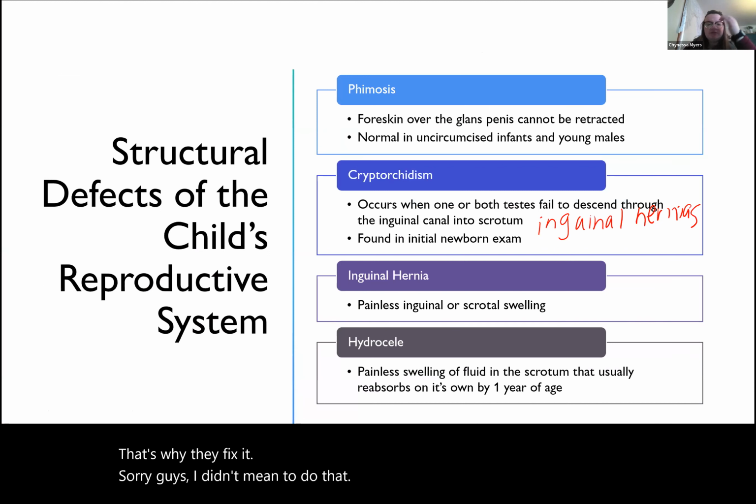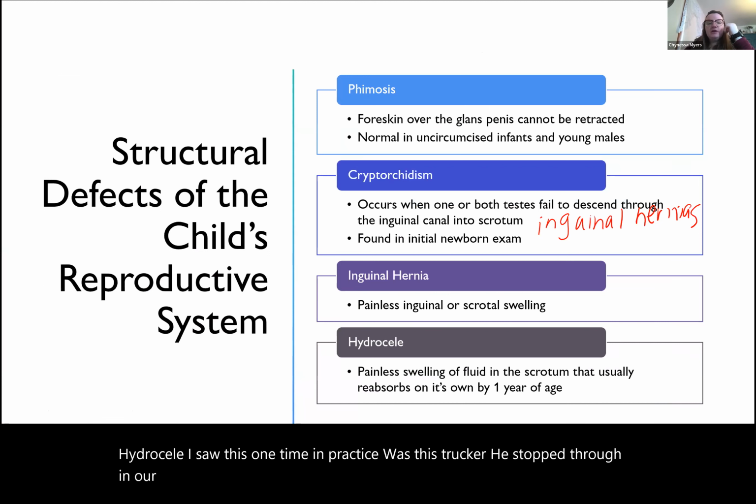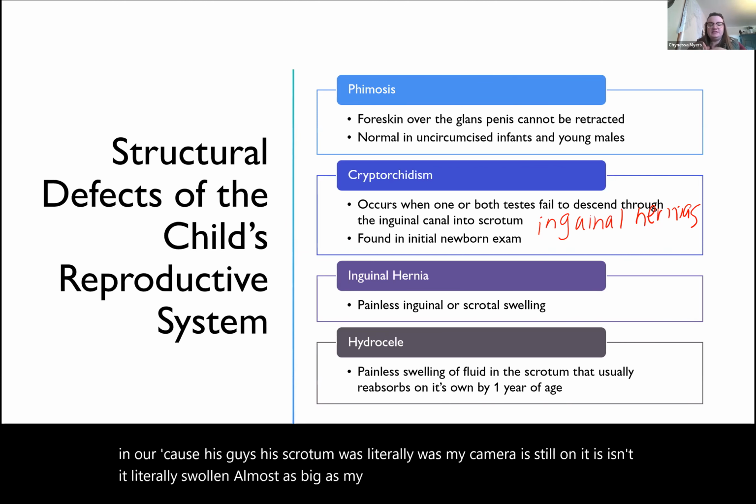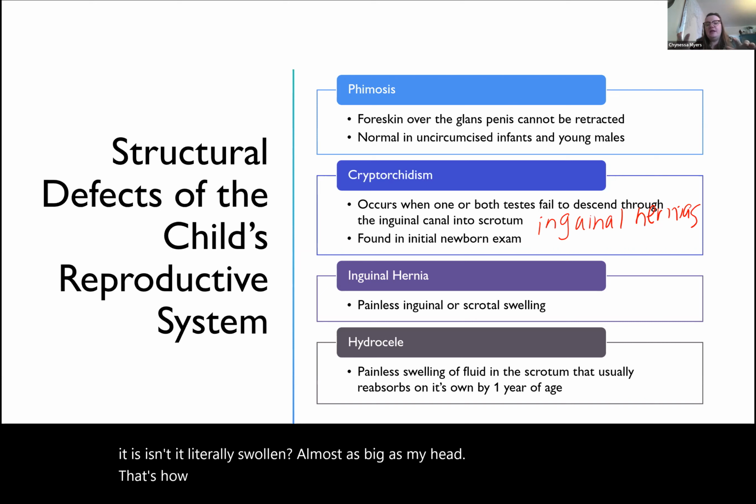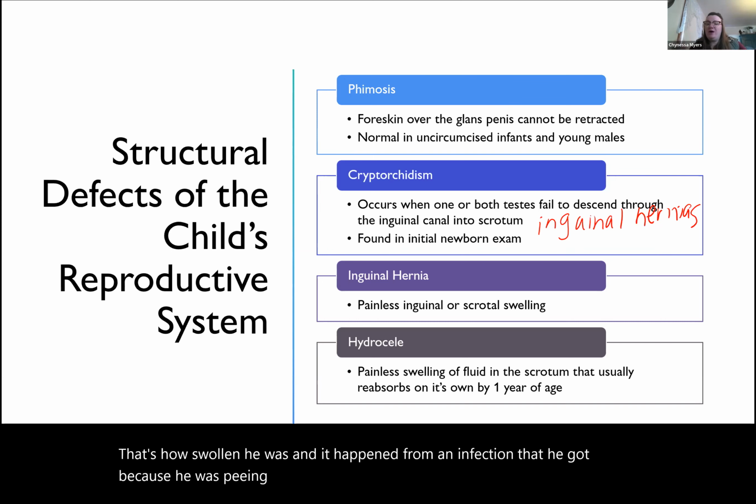Hydrocele, I saw this one time in practice. It was this trucker who stopped through in our ER because his scrotum was literally, is my camera still on? It is, isn't it? Yeah. They were literally swollen, like almost as big as my head. That's how swollen he was. And it happened from an infection that he got because he was peeing into bottles he had in his truck. He was using sweet tea bottles, so he didn't have to stop all the time.